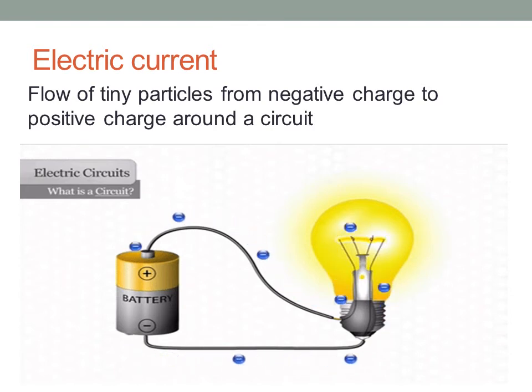So I'm asking you to bring one battery, two wires, and a light bulb and connect them together. Okay, try to put it with the positive and the negative and you will get electric current.